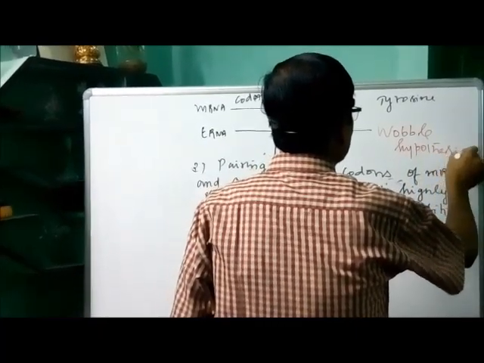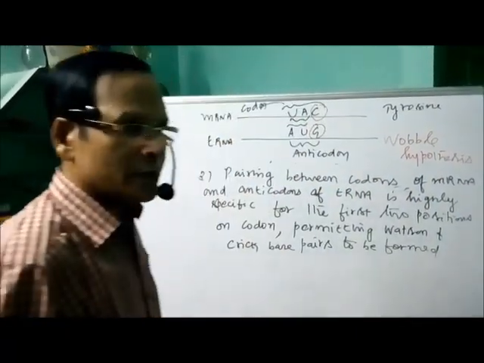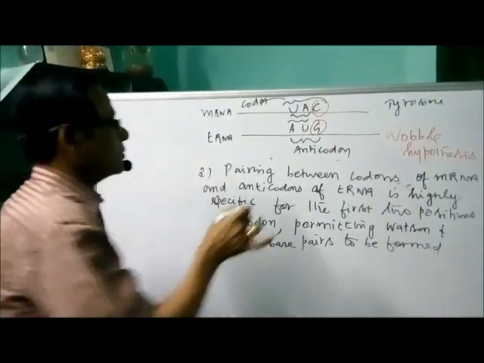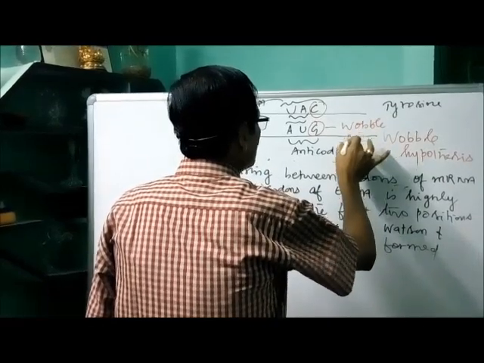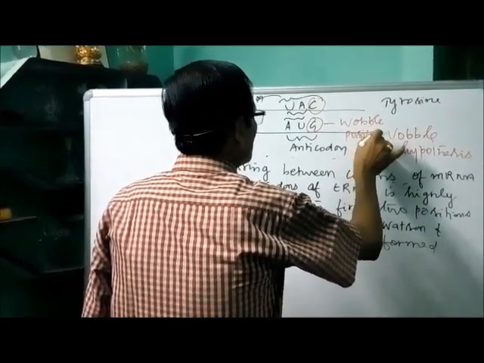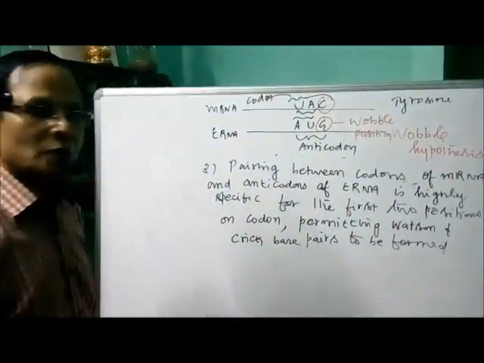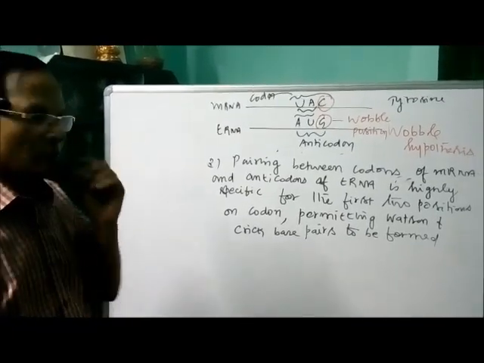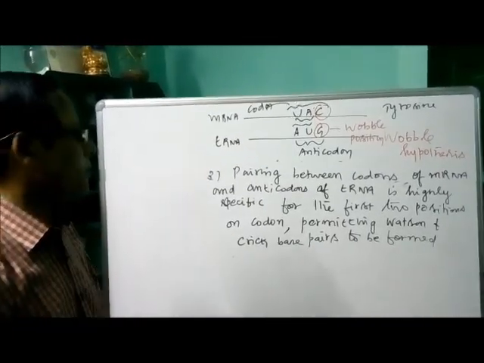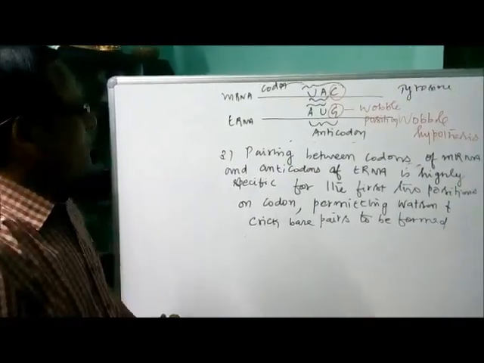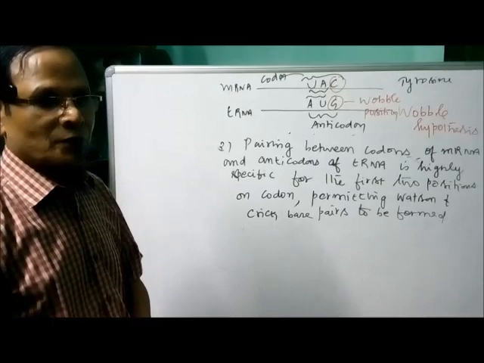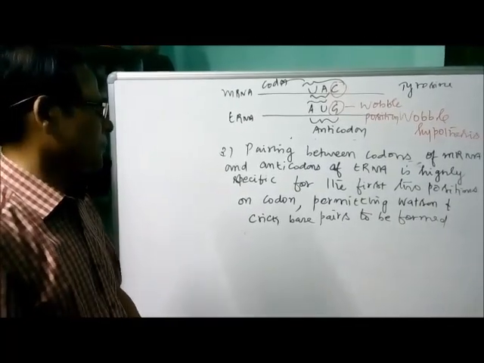Now the third base in the anticodon is called the wobble position, highly flexible. That is the meaning, and the hypothesis proposed is called the wobble hypothesis. Now you see that the genetic codes are universal in nature. We will discuss the properties later.